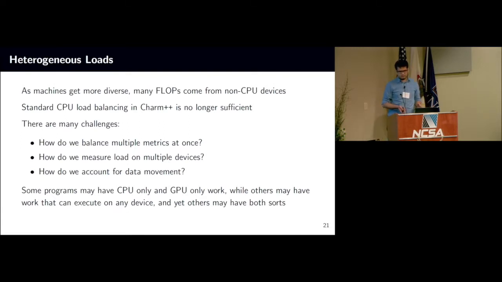But there are a lot of challenges we're facing in this area. How do we balance a lot of metrics all at the same time? How do we actually measure load on multiple devices? How do we account for things like data movement and placement and all of those things? There's also some programs that have CPU and GPU only work, whereas others may have work that can be executed anywhere. And some may have a mix of all of these things. So the problem is very complex.